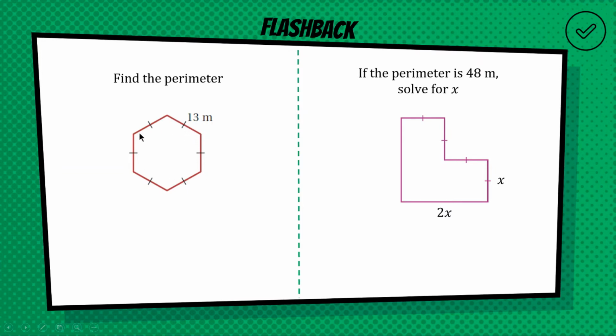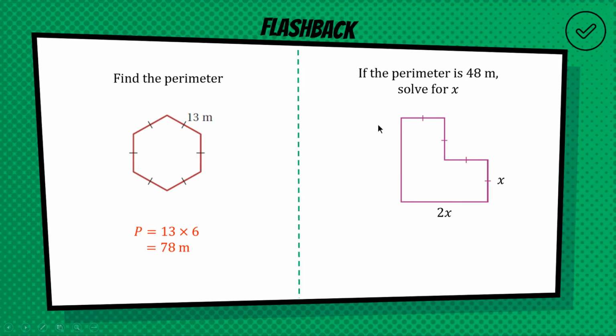This is a hexagon, so it's got 6 edges and they're all 13. So you can do 13 plus 13 plus 13 plus 13 plus 13 plus 13. Or if you want to save some time, you can just do 6 times 13 and get your answer of 78 meters.